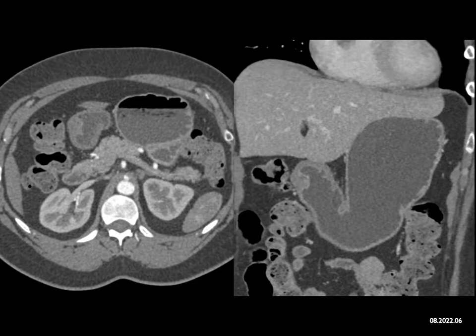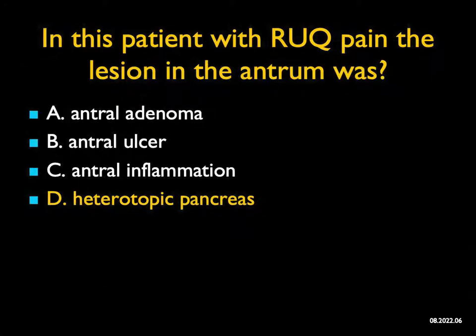Other things you can see in the stomach in that location are heterotopic pancreas. Often heterotopic pancreas will enhance, but it's not always enhancing much, and it's most common in the duodenum as well as in the antrum of the stomach. And this was a great example of heterotopic pancreas. Again, it's a great mimicker because you would put that in the differential perhaps, but you would still need endoscopy to make sure the lesion wasn't something else. Great case.